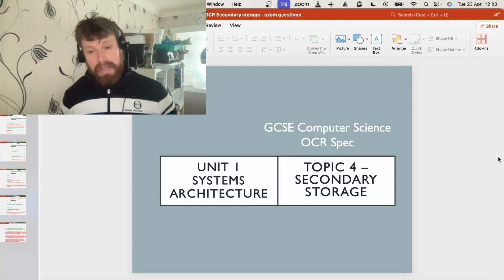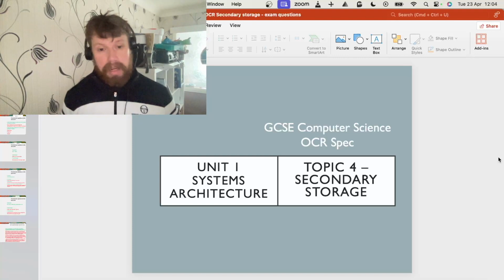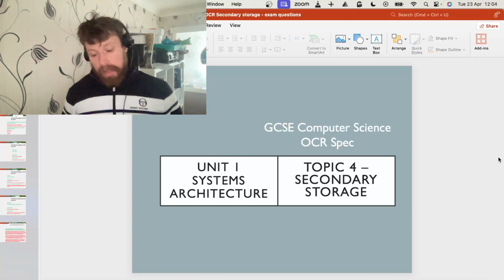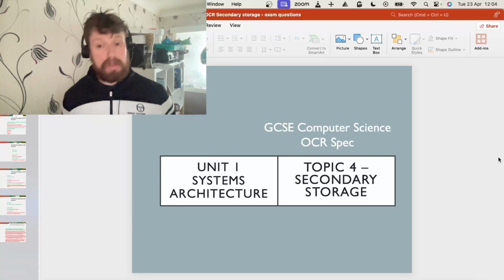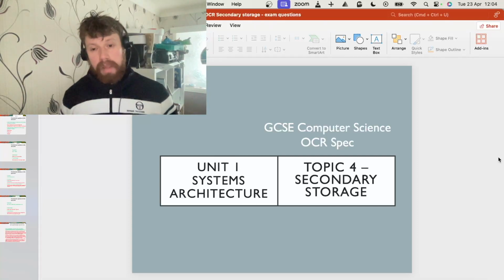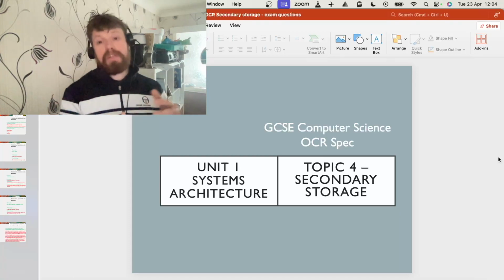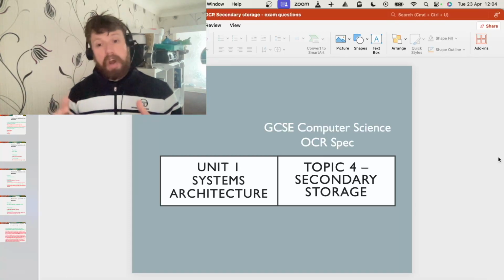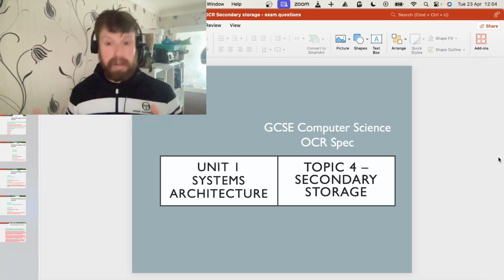Hello everyone, so today's lesson is going to be on the OCR spec and we're going to be looking at secondary storage. This series is all to do with the most efficient way of taking notes for the computer science spec. Now, it might not cover absolutely everything, but it's just trying to give you points in the most efficient way possible so that you can maximize your marks. And it's just hopefully going to streamline your revision and make it a lot easier for you to get the top grades.